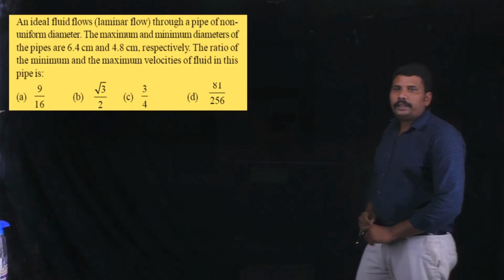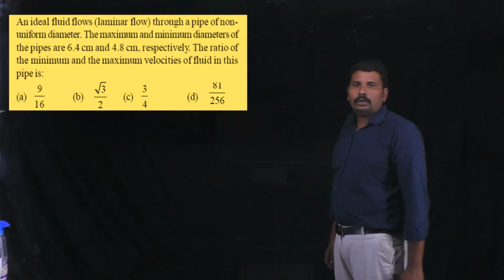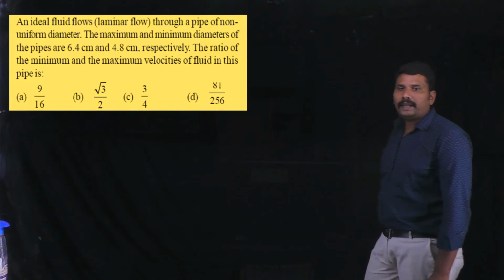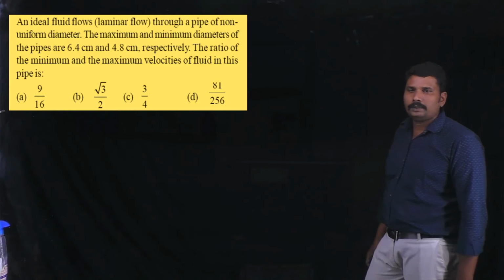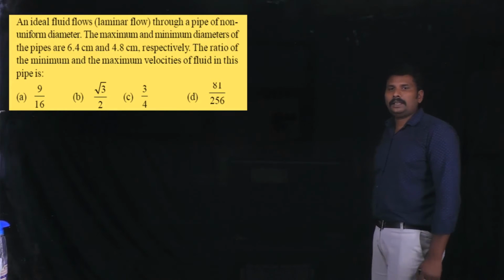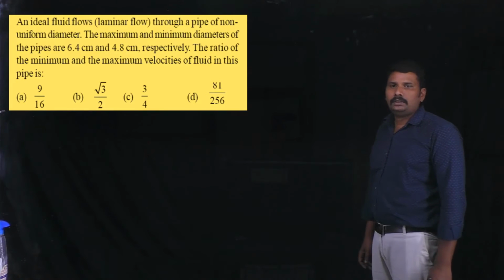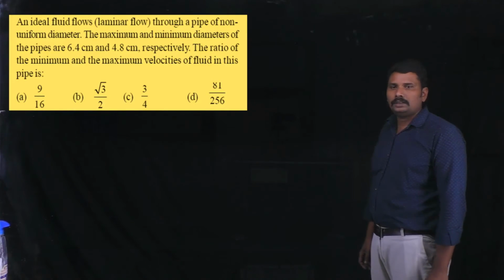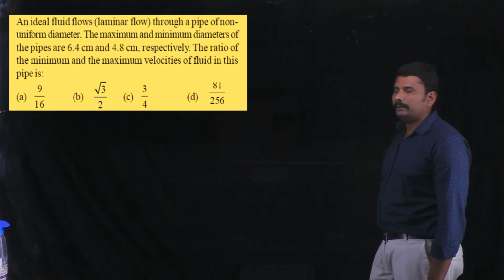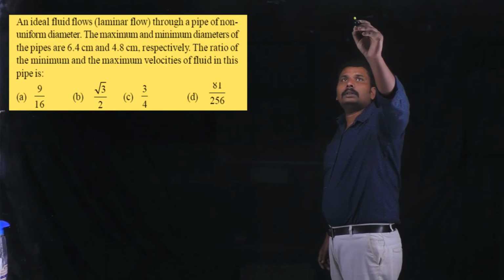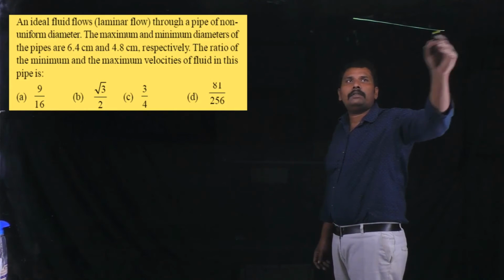An ideal fluid flows through a pipe of non-uniform diameter. The maximum and minimum diameters of the pipes are 6.4 centimeters and 4.8 centimeters respectively. The ratio of minimum and maximum velocities of the fluid in the pipes is... here there is a pipe of non-uniform area of cross section.